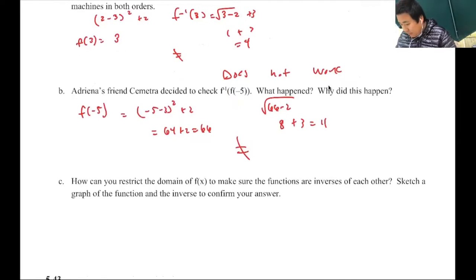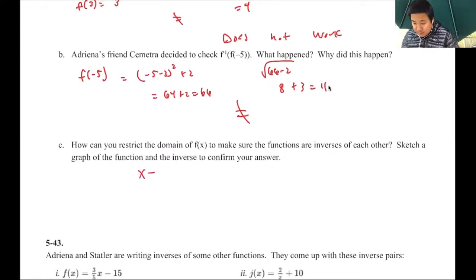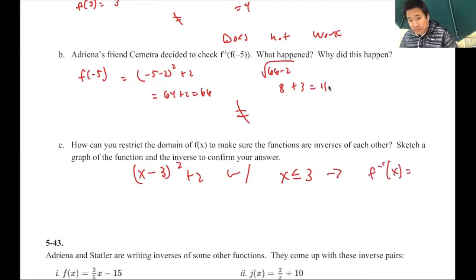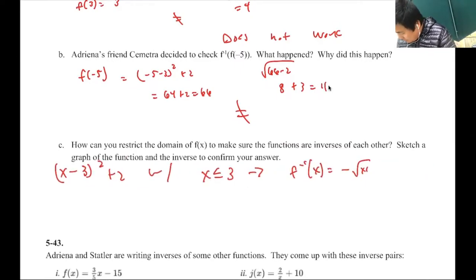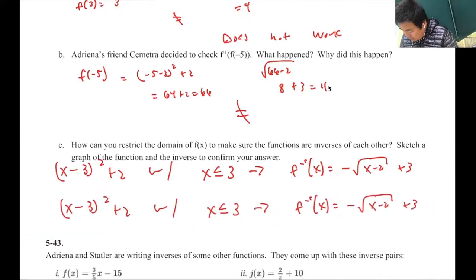How can you restrict the domain of f of x to make sure the functions are inverses of each other? Because right here you have this minus 3, you can do x minus 3 squared plus 2 with x less than or equal to 3. Your inverse is f inverse of x equals minus square root of x minus 2 plus 3. And then you can do the same thing, but this one's going to be greater than 3. And this will be positive.